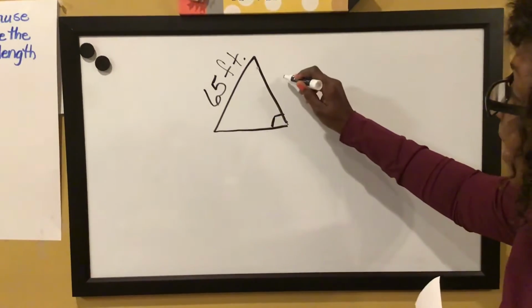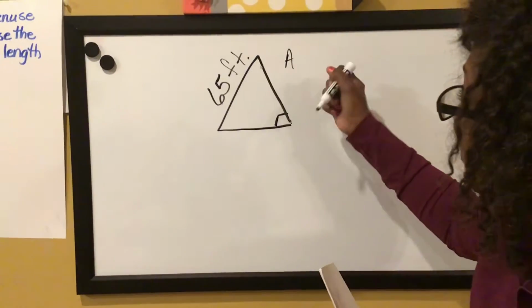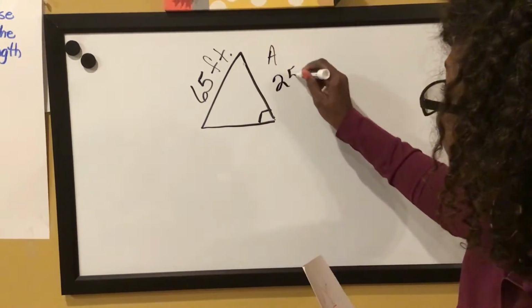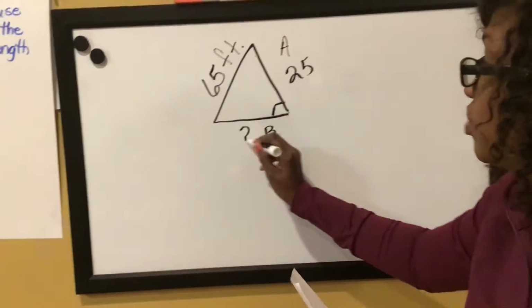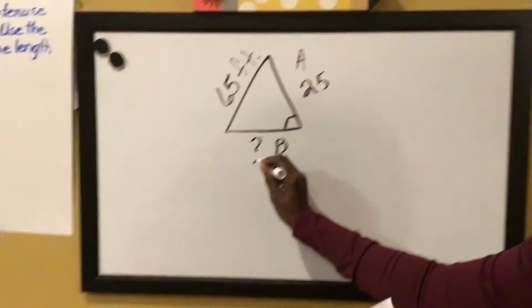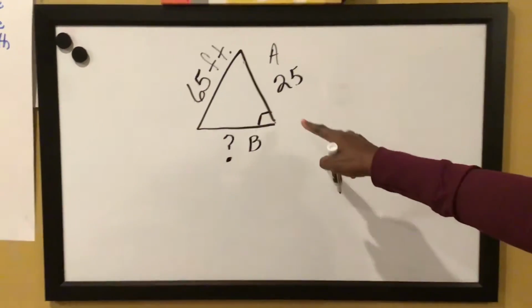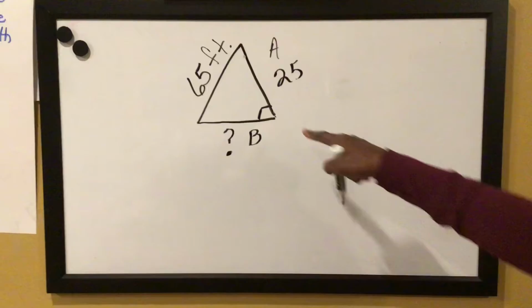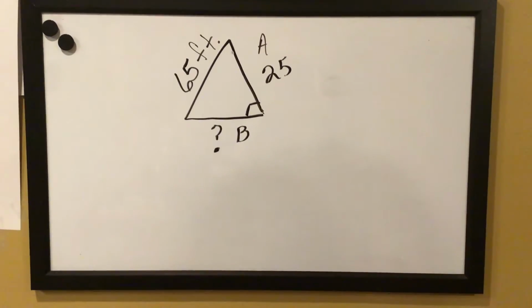This side, let's say this side is A, because it really doesn't matter on this particular problem. We're going to label this as 25. And we're going to say B, well, we don't know B. So we're going to leave that as a question mark because it says one leg is 25 feet. So that's one leg, 25 feet. So we don't know the base. It looks like the base is missing.